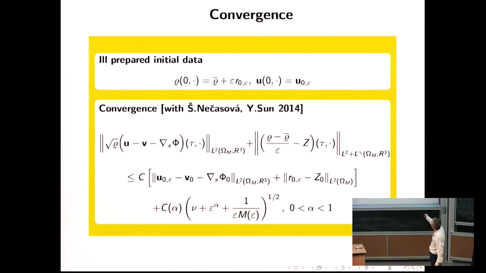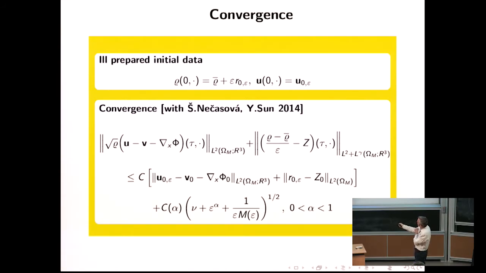Well, the distance is measured in some L2 norm. Here there is gamma, which is related to the coefficient gamma in the pressure law, which I probably didn't mention. And you will find out that this is actually dominated by these two things. This is related to the initial data. So we are not even assuming that the initial data are in some sense close to the limit here, right? We are just assuming that this is a finite number.